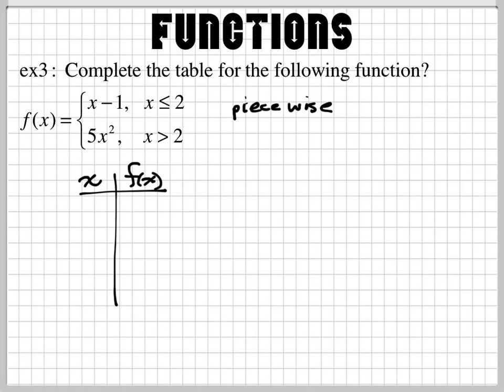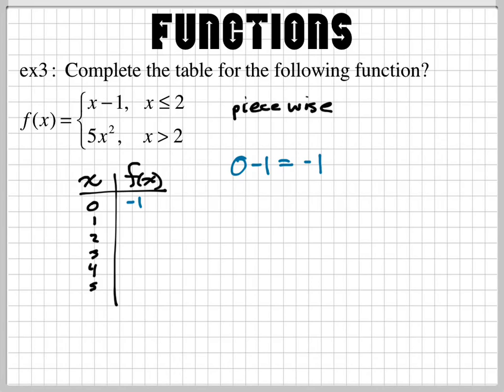Okay, so let's say you got numbers like this: 0, 1, 2, 3, 4, and 5. Which one would I plug the 0 into? Would I plug the 0 into the x minus 1, or would I plug the 0 into the 5x squared? You know by deciding which condition would be true. Which condition does it follow? It's less than 2, so it definitely follows this one right here. That means you use this rule. So you're going to go 0 minus 1, and your result is negative 1. So you put negative 1 right here.